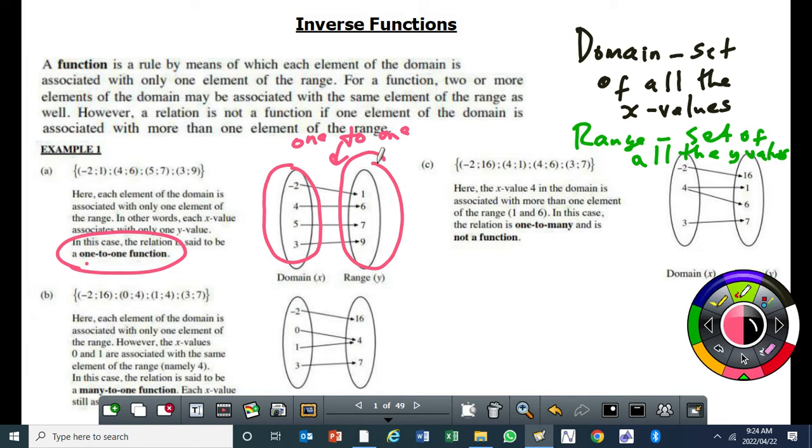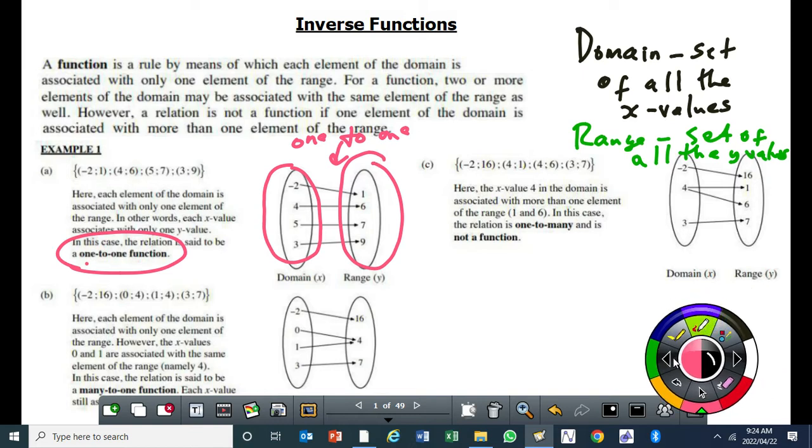Now, it is also possible that you can have what's called a many-to-one function. By many-to-one, we are saying there is more than one input giving you the same output. Remember, a function is only a function if you only get one output. So you can also have a case here.